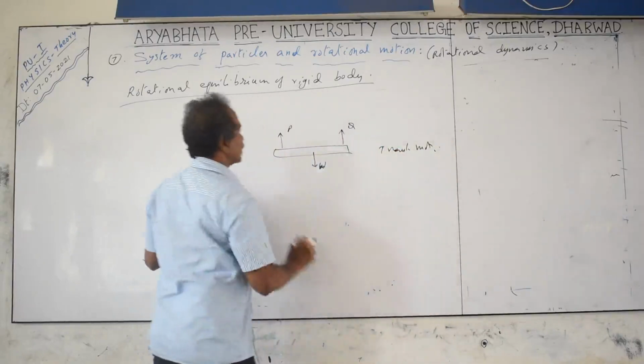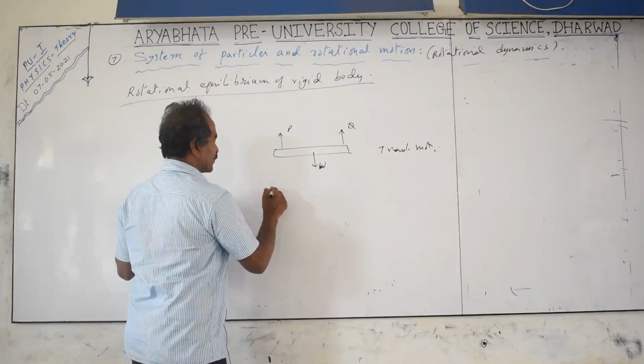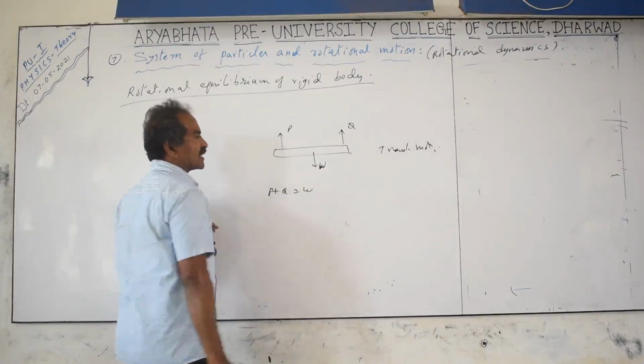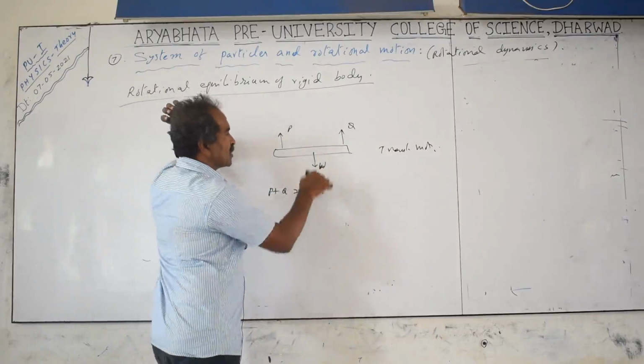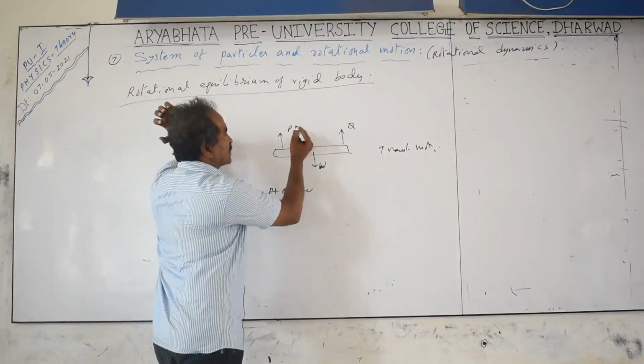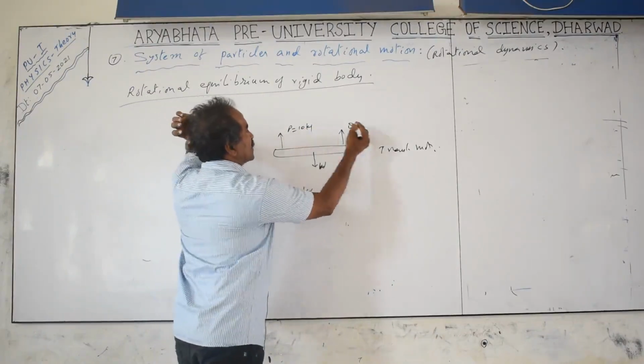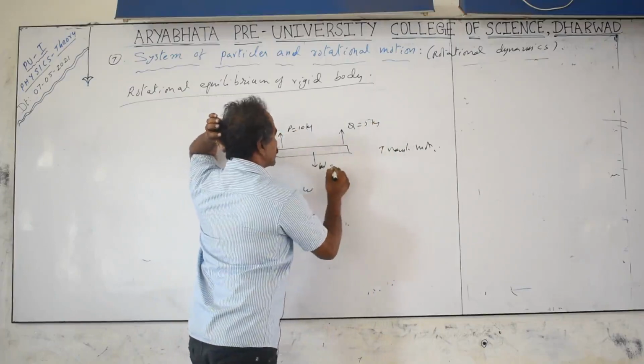Translatory motion. But if P plus Q is equal to W, equal and in the upward direction. You are mentioning only magnitude. Direction is mentioned in the diagrams. W is downwards, P plus Q upwards. Both are equivalent. So for example, this is 10 kg, this is 5 kg, and this is equal to 15 kg.